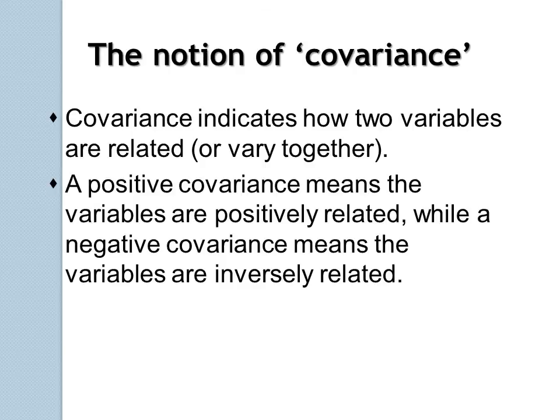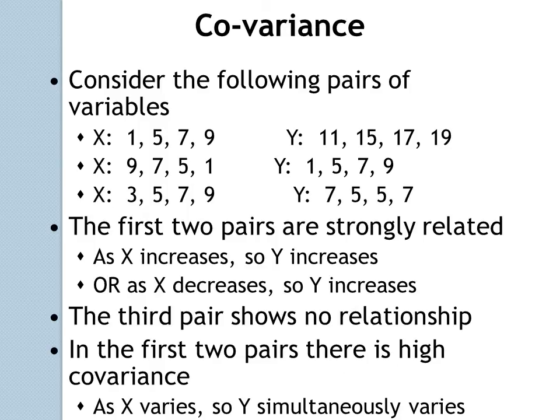It will decrease. So let's look at the following pairs of data. We've got three, I don't want to say pairs, let's actually say sets of data. So we've got three sets of data. In each set, we've got 4 pairs of data. So for the first set, we have x values 1, 5, 7, 9, and y values 11, 15, 17, 19. For the second set, x values 9, 7, 5, 1, y values 1, 5, 7, 9. And for the third set, x values 3, 5, 7, 9, and y values of 7, 5, 5, 7.